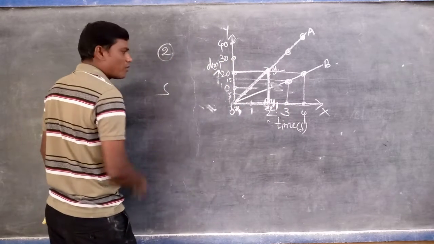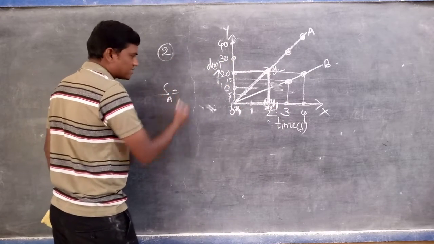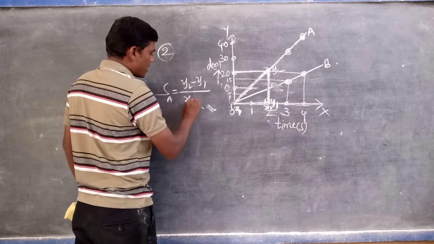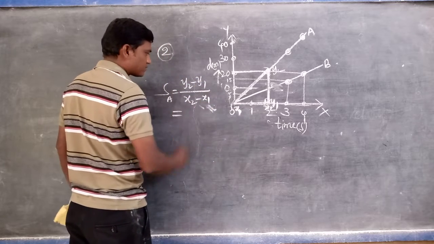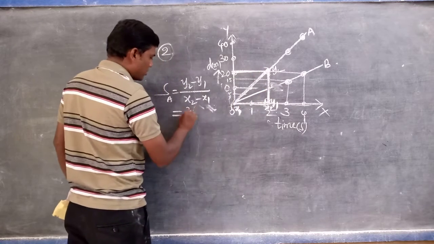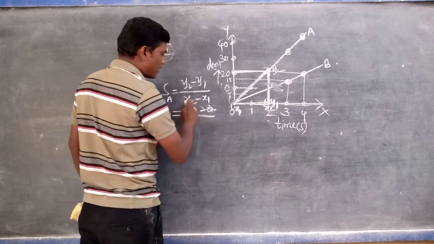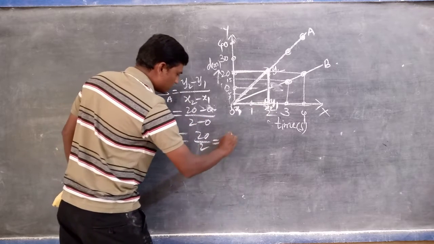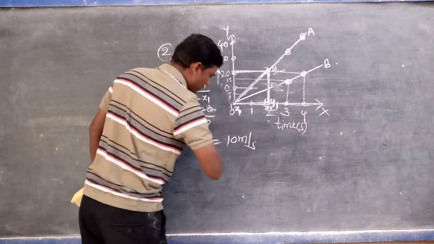That's why the slope of the graph for A is equal to y2 minus y1 upon x2 minus x1. Y2 means 20, y1 means 0. So 20 minus 0 upon x2, 2 minus 0. 20 upon 2 is equal to 10 meter per second.